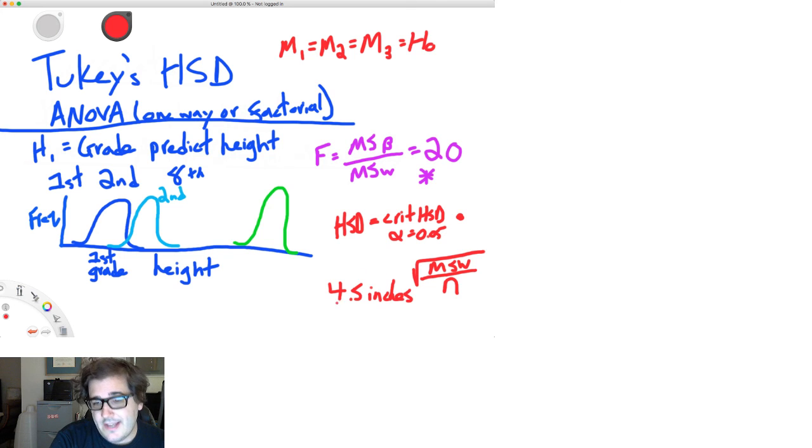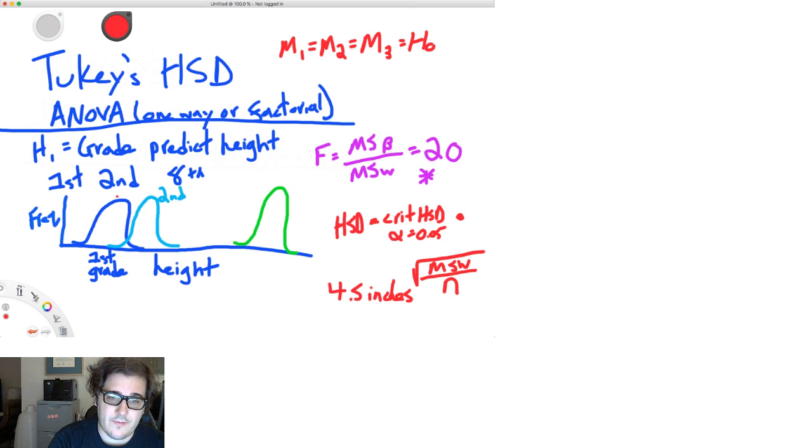Tukey's HSD says it has to be at least 4.5 inches for them to be far enough apart for you to say that they're different. So in this case, these two would not be different. You subtract 8th grade from 2nd grade, you get a distance like 9. 9 is bigger than 4.5. So you would say, okay, 8th graders are significantly taller than 2nd graders.